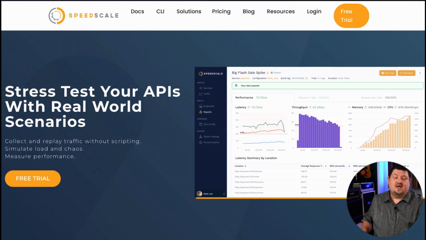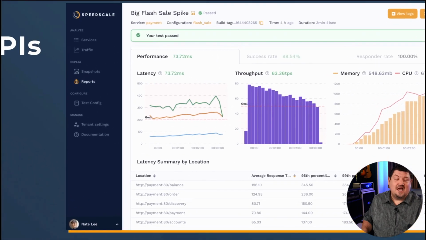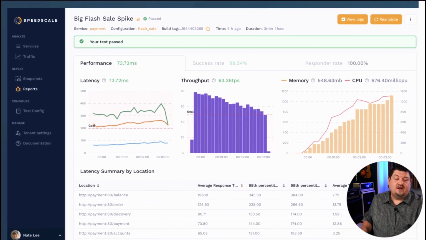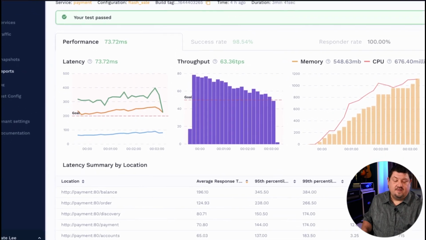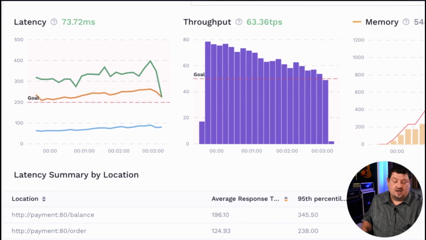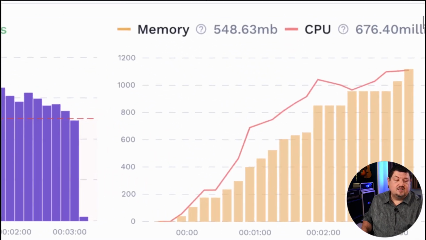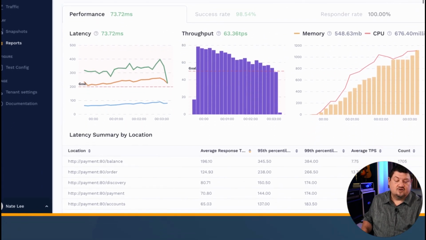Well, great interview. Let's go back and look at their website for just a second. If you look at speedscale.com, you will see an example of a report right there on the very front page and the kinds of metrics that they are talking about here. So we've got a latency summary, a throughput, some memory, CPU. So we're looking at infrastructure as well.